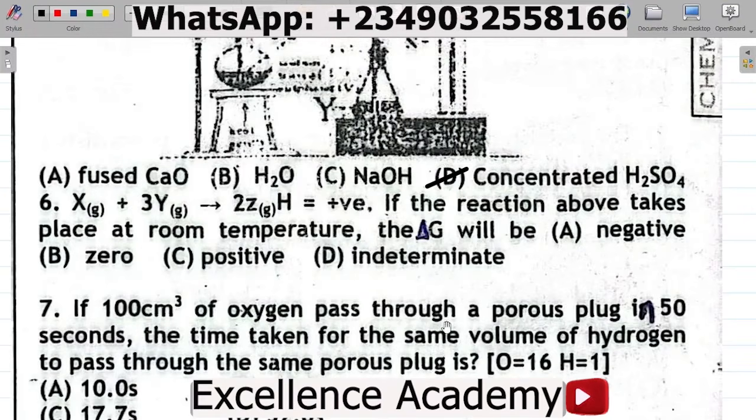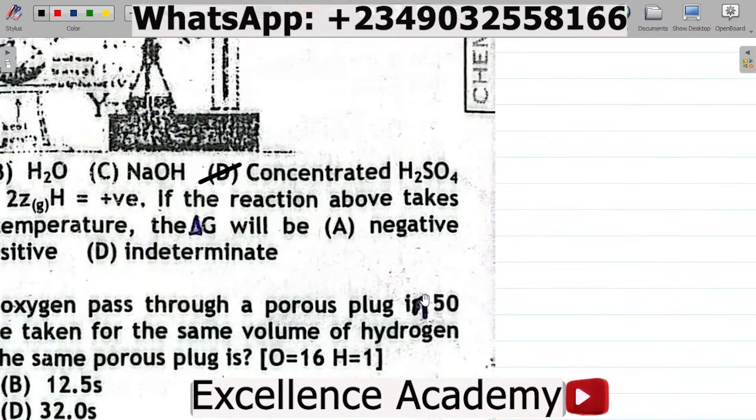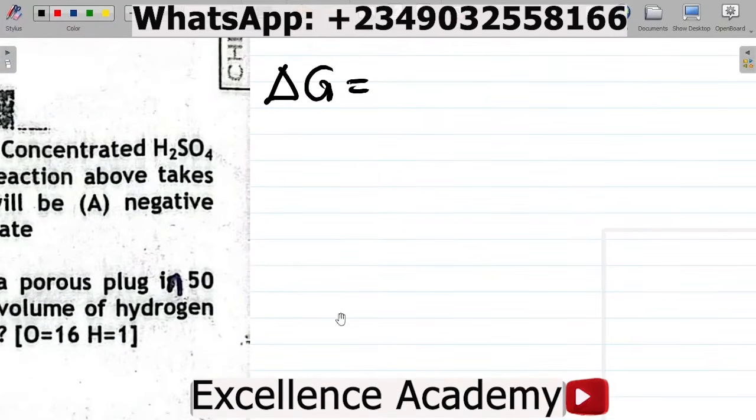The first thing we want to note is the meaning of change in G. Now, what is the meaning of change in G? Change in G simply means Gibbs free energy. So change in G is simply Gibbs free energy. Let me write this down.